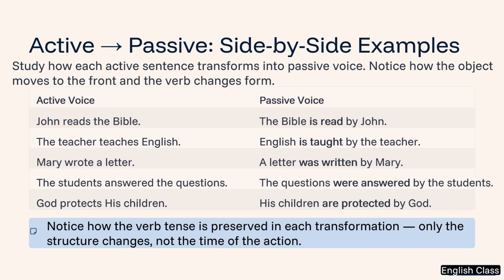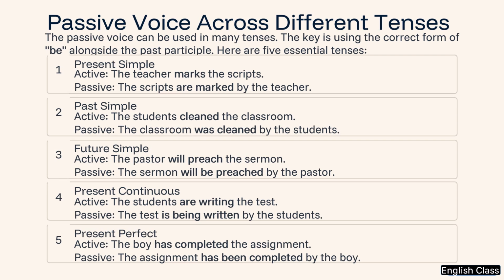The student answered the question. The question was answered by the student. Can you see that? God protects his children. His children are protected by God. Now notice how the verb tense is preserved in each transformation. Only the structure changes, not the time of action. So I hope you're getting this. Now let's move very fast. Passive voice across different tenses.